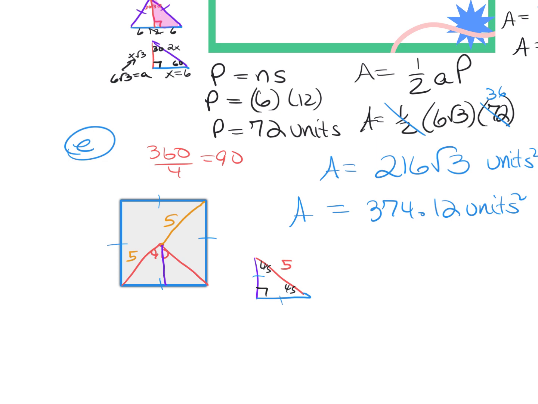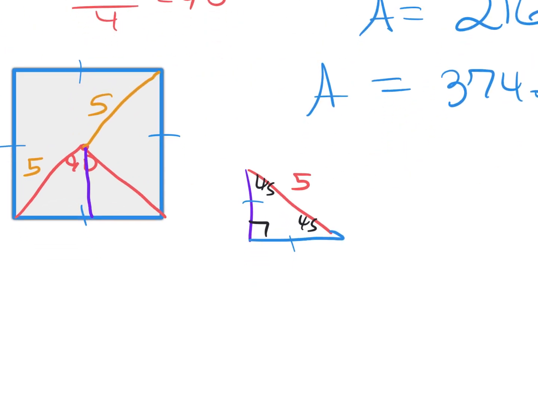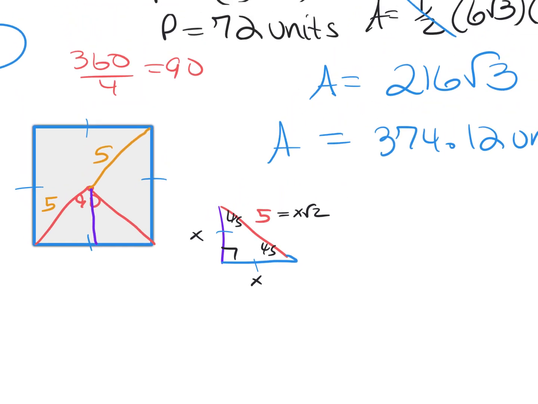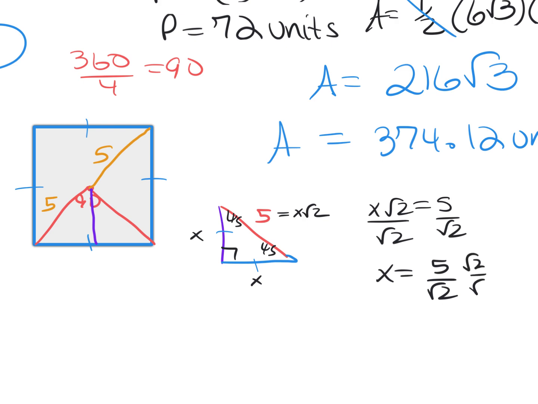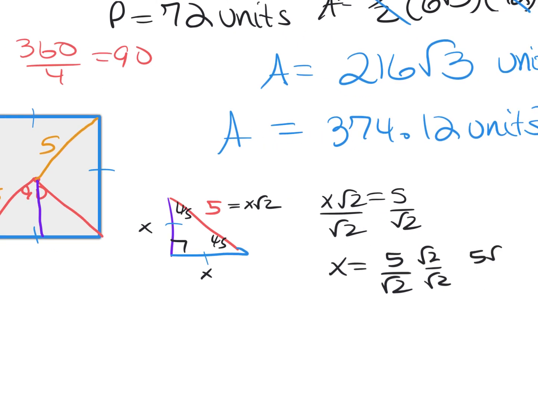So now, remember in the 45, 45, this could be x, x, and this side is x square root 2. I need to solve for x. So x square root 2 equals 5. Divide by square root 2. X is equal to 5 over the square root of 2. Rationalize. 5 square root 2 over 2 is going to be part of the side of my square.